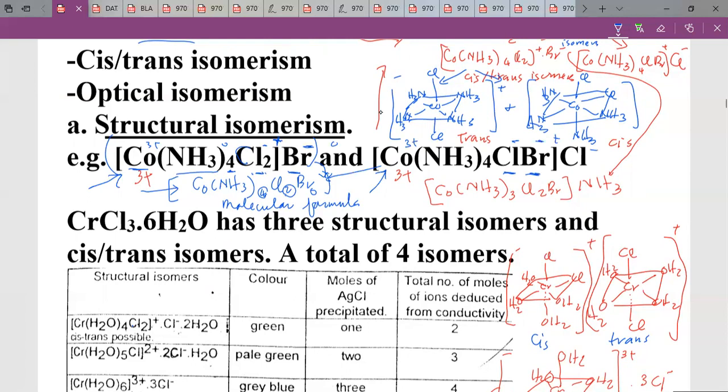Now, how do you draw the structural isomers for these two complex ions? In this case, you don't put the Br minus side, which is this one here. So cobalt here, 4 ammonia here from the dative bond. And Cl can be on top, minus, and bottom. Now, because they are on top and the bottom, they call it the trans isomer. So remember these two have the same molecular formula, which is this one here.